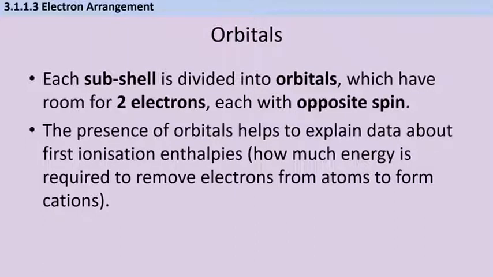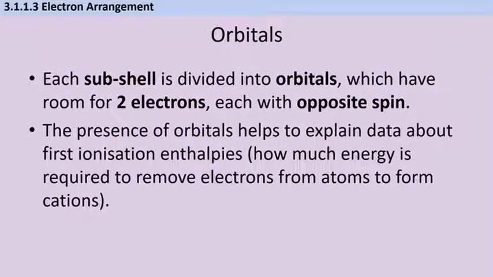And so you're not going to completely fill an orbital before moving on. In fact, you're going to do the opposite. You're going to put 1 electron in every orbital that's available to you, and then and only then are you going to go back and start pairing them up. And this is going to help us to explain some data about something called first ionization enthalpy, which is basically how easy or hard is it, how much energy does it require to remove electrons from atoms to make single positively charged ions.